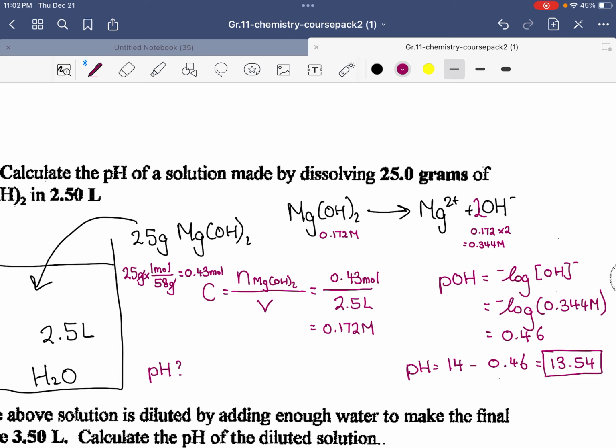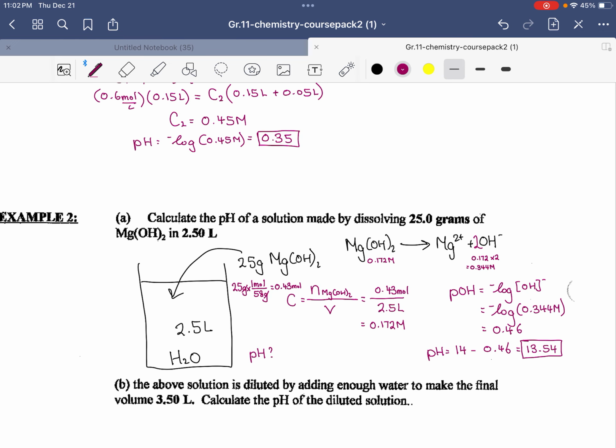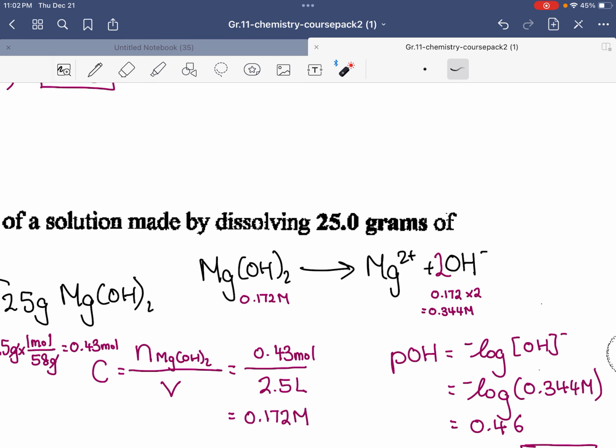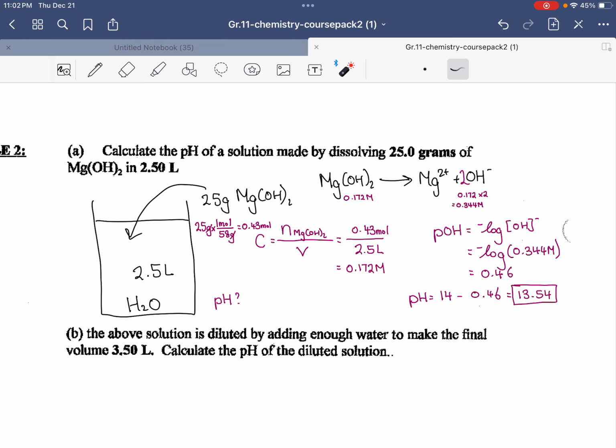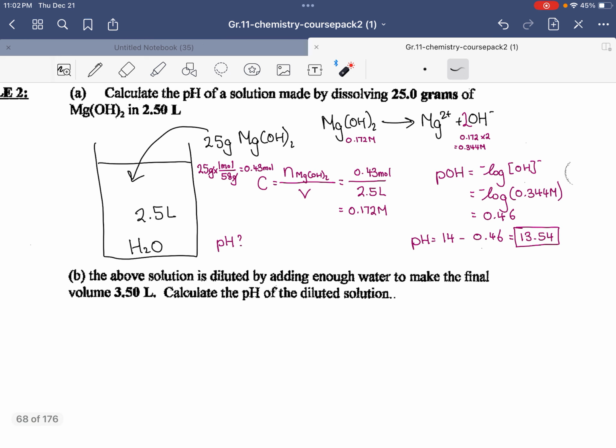So a little bit more work. So whenever you're trying to find pH of a base, there's a little bit more work than finding the pH of an acid. Especially the fact that in a base, the ratio of the base and OH- is not always 1 to 1. As you can see, this one is 1 to 2. Okay, let's continue on. Let's take a look at part B of this question.